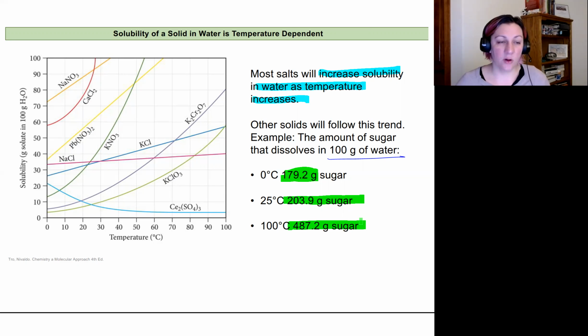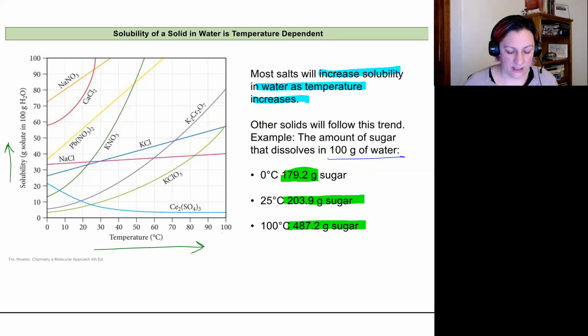Now, looking at this graph to the side, looking at the solubility of different solutes that are ionic compounds, we can see that as our temperature increases here on our x-axis, the solubility, which is being measured in grams per 100 grams of water, or about 100 milliliters depending on the temperature, in general increases.